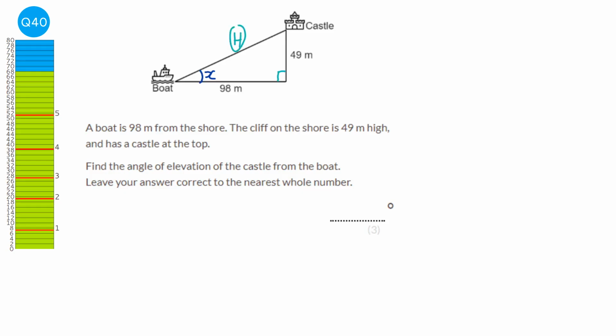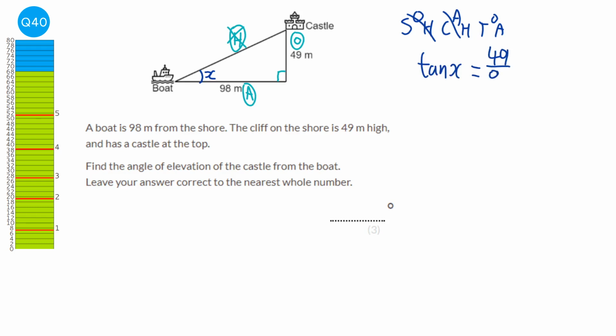So we're just going to label this up. So we've got the opposite here, adjacent to here. We don't need the hypotenuse at all, so get rid of that. Let's just put our SOHCAHTOA in. So we've crossed out the hypotenuse, so it won't be sine or cos, it will be tan. So it will be tan x is equal to the opposite, which is 49 over 98. Get our lines in. And we're going to do the inverse tan of both sides.